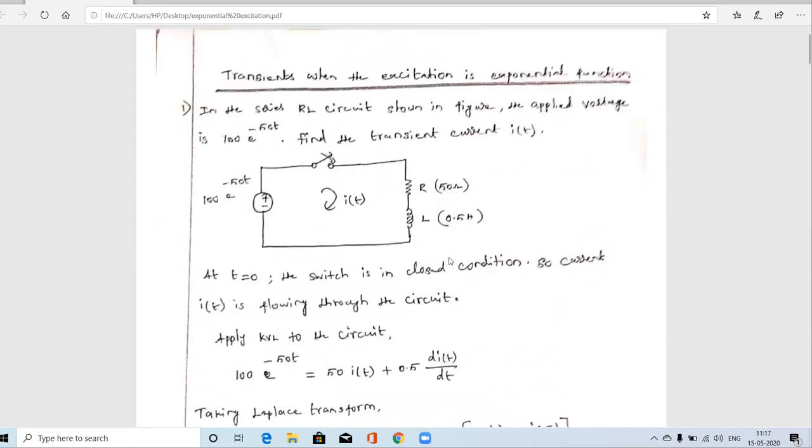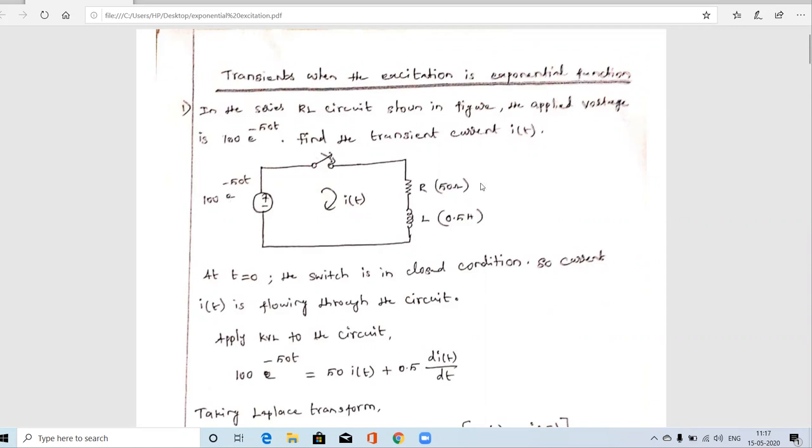The same method applies. Here the given source is an exponential source. The same problem they may ask with, instead of this exponential source, just 100, that is simply 100 volt. It is a DC voltage, that is a unit step voltage. Then instead of this 100 e power minus 50t, there may be an impulse signal delta of t. Or otherwise there may be a sinusoidal function, some 100 into sine omega t.